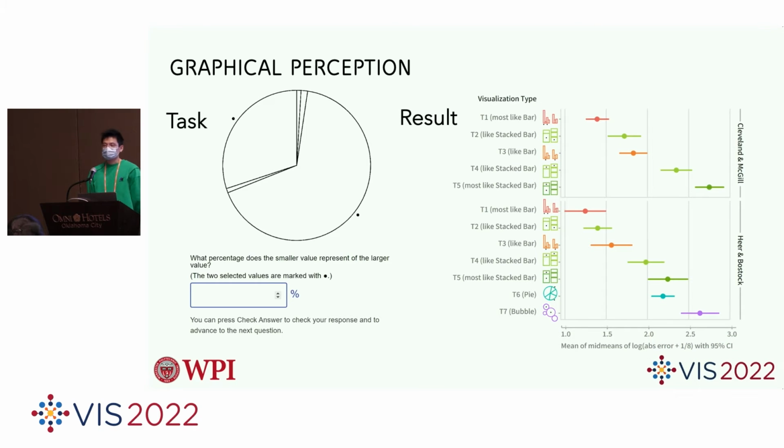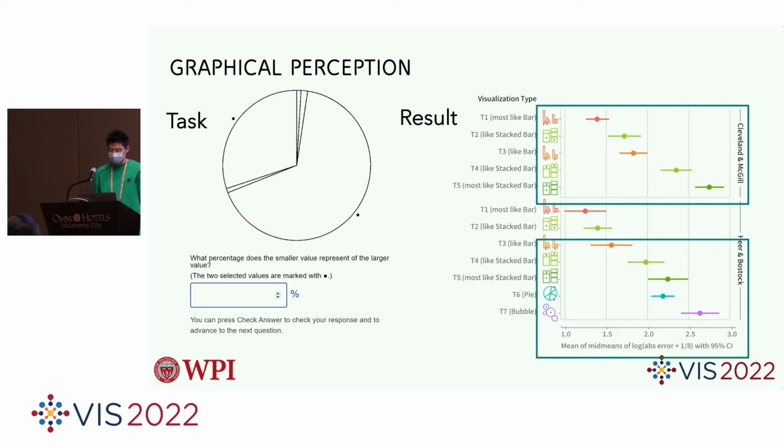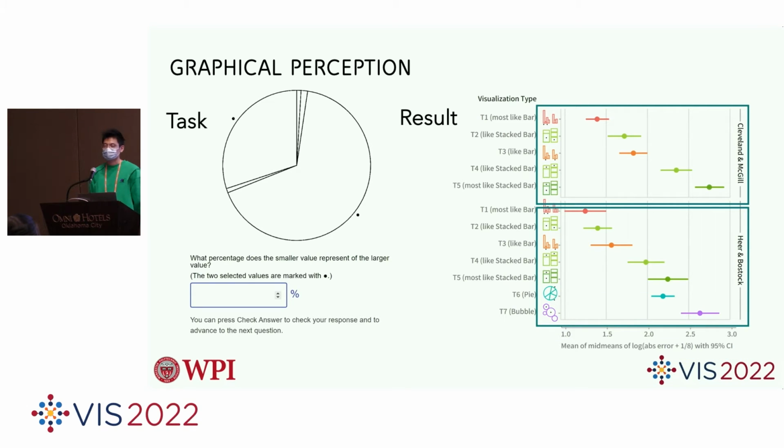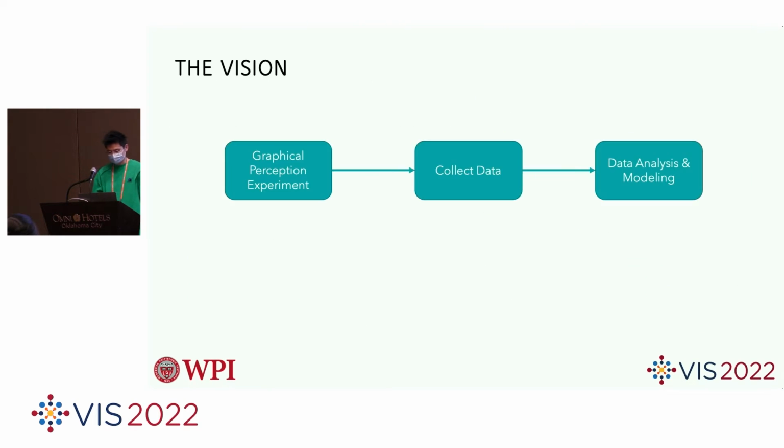And the result is straightforward too. We care about the error between the participants' answers and the true answer. Here, the upper part is the original result from Cleveland and McGill, and the lower part is a replication from Heer and Bostock. Here is where we draw the conclusion that the bar chart has the best performance.